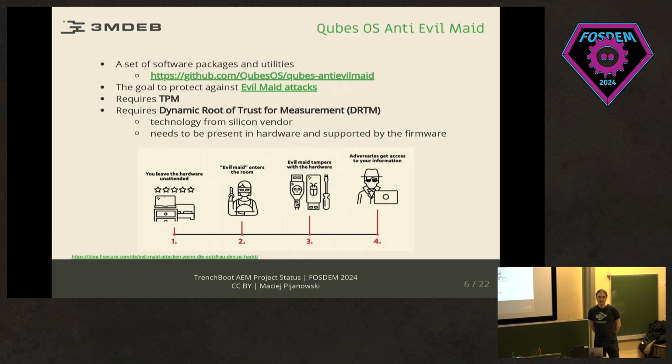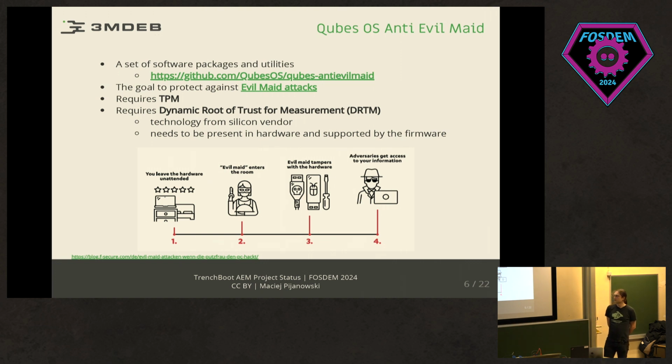So just a few words about what an Evil Maid attack is and why we want to prevent that with TrenchBoot. An Evil Maid attack is one where you leave your device unattended and someone has physical access to it and can tamper with it. You, for instance, come back to your hotel room and you don't know whether your device was tampered with or not. The Anti Evil Maid solution aims to provide you with some tools to maybe not prevent, because that would be quite difficult, but at least give you some information whether your device was tampered with by some external person or not.